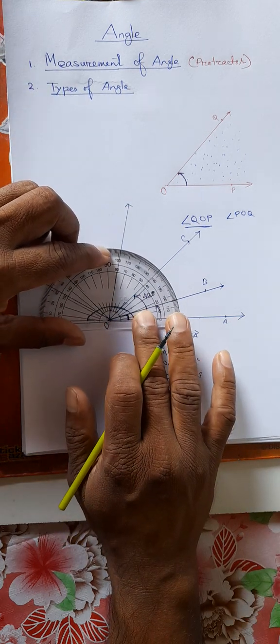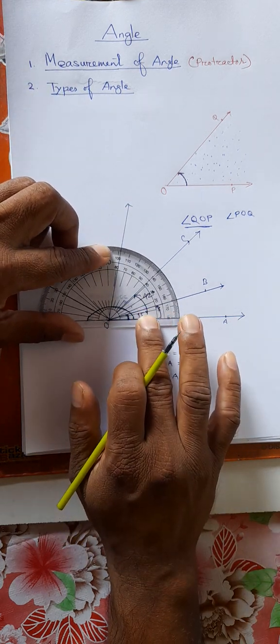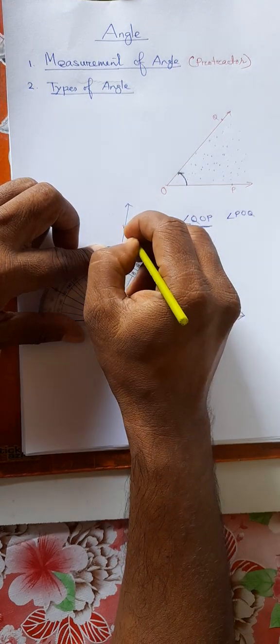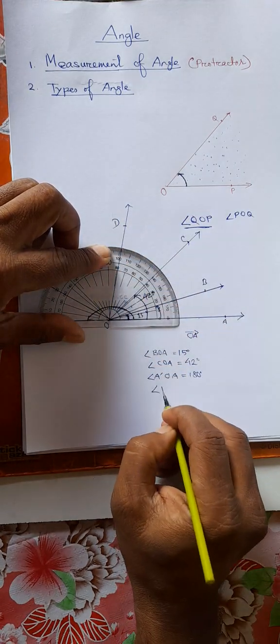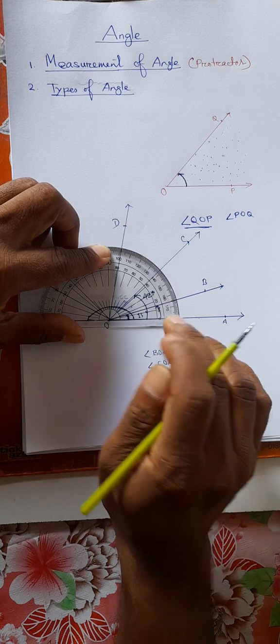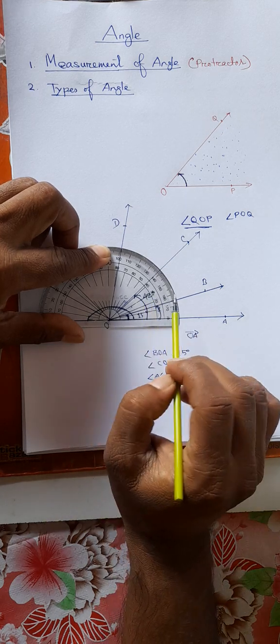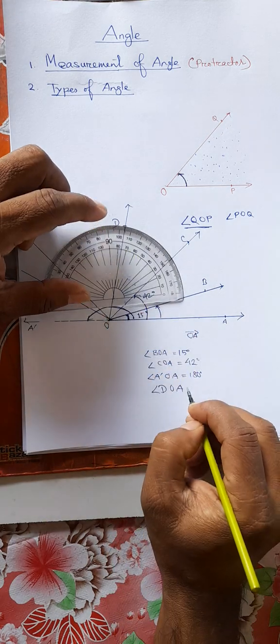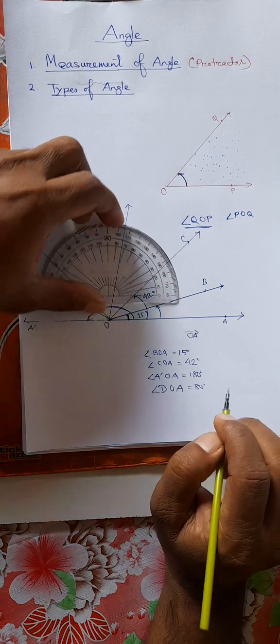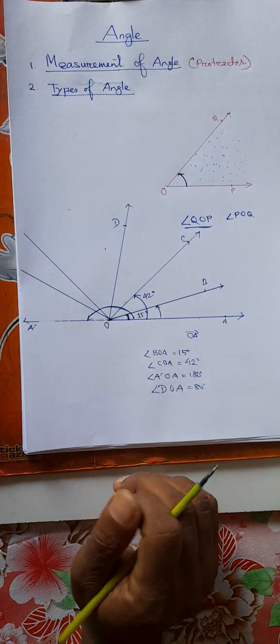Similarly, if you want to measure this angle, say this is D. So what is the measurement of DOA? You see, this is 80 degree. 80 degree. Right? This is how you can measure angles.